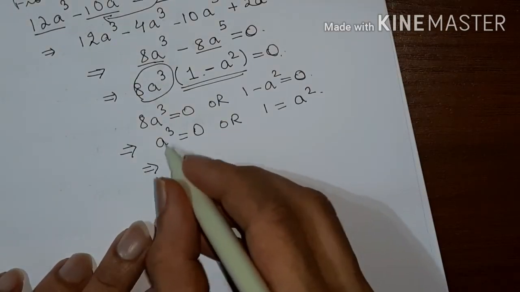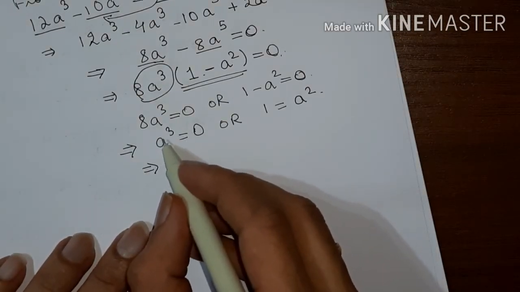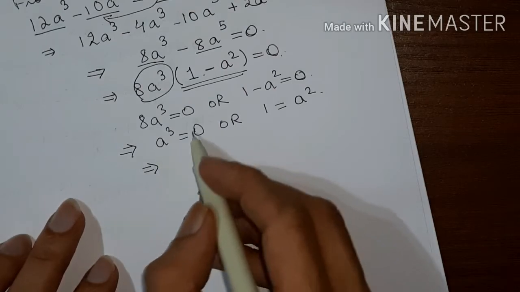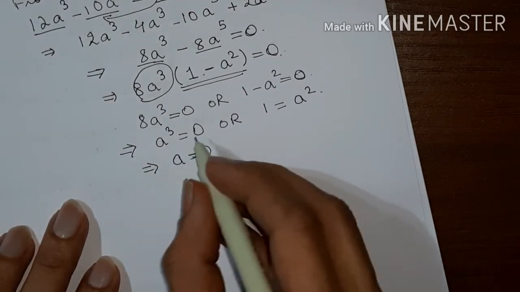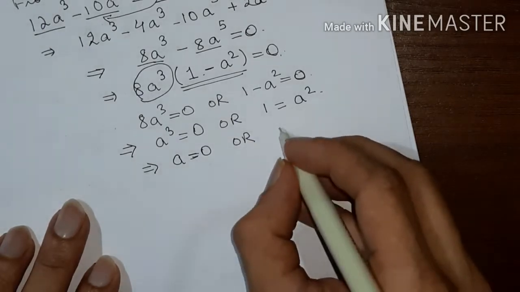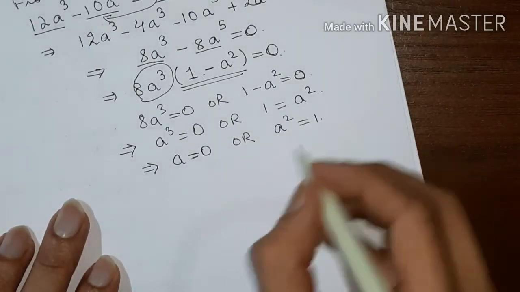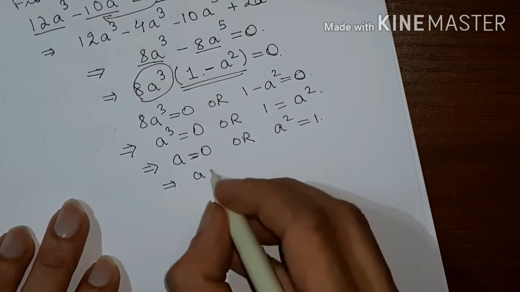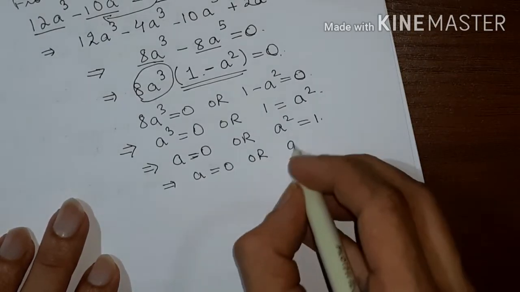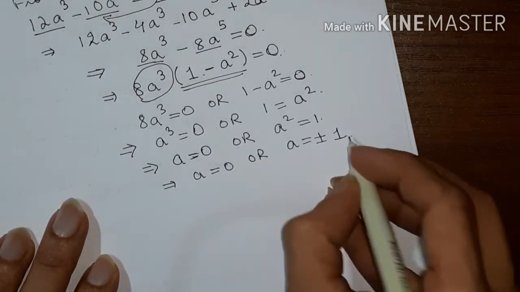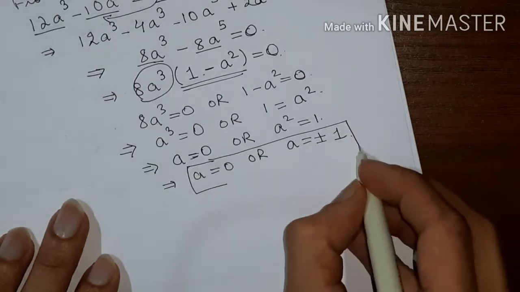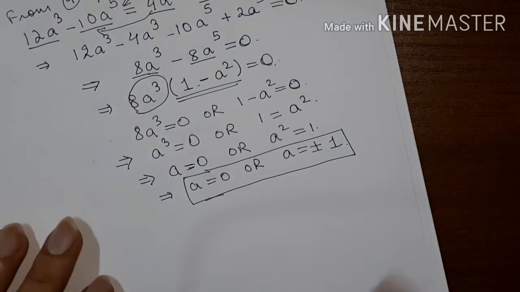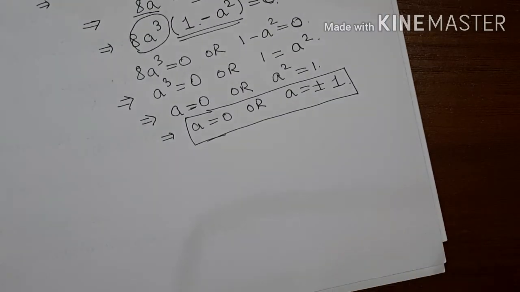So that means, cube of whose number is 0? It is 0 only. So a is 0 here, or a square is equal to 1. So that means a is equal to 0, or a is equal to plus or minus 1. So these are the values for a.